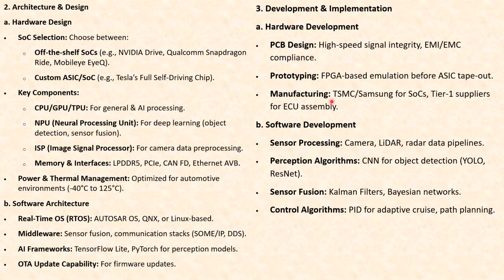Next comes the manufacturing. When it comes to manufacturing, you have to outsource it to companies like Samsung or any other tier 1 companies for SoCs, or tier 1 suppliers for ECU assembly.